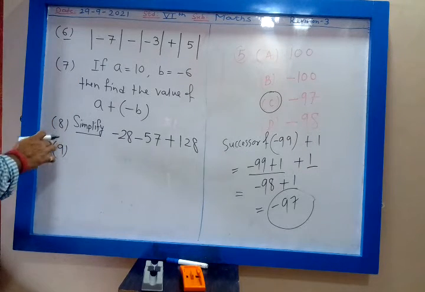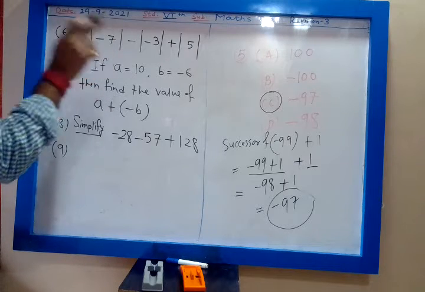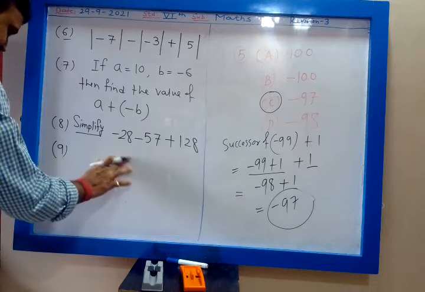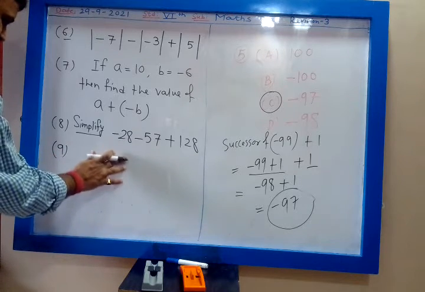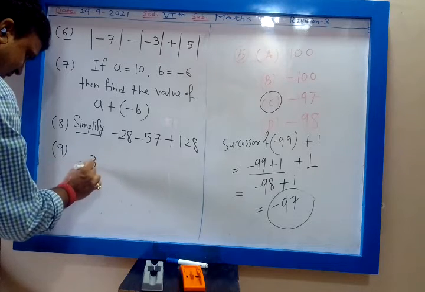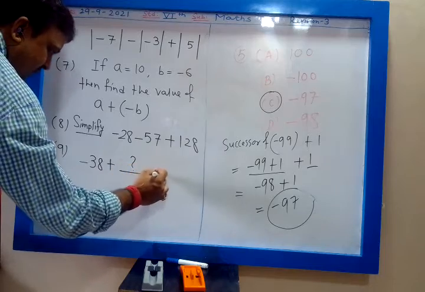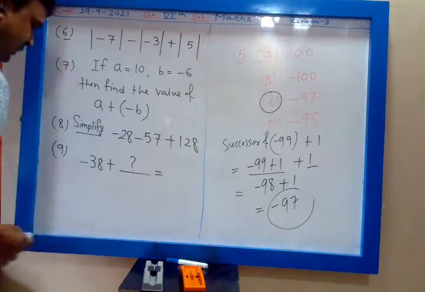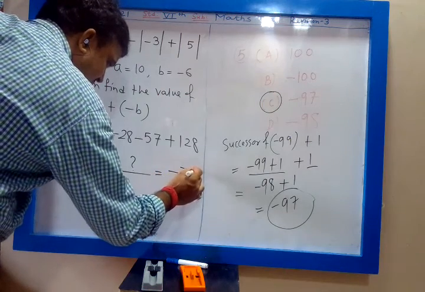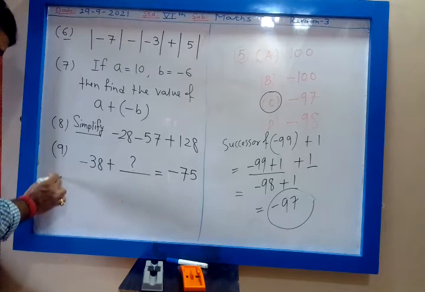No, it is different. Earlier it was A is equal to minus 10. Now I have taken A is equal to plus 10. Okay. Yes, clear? Yes or no, my dear? Minus 38 plus dash is equal to minus 79, minus 75. Minus 5. Fill in the blank. Find x. And one more question.